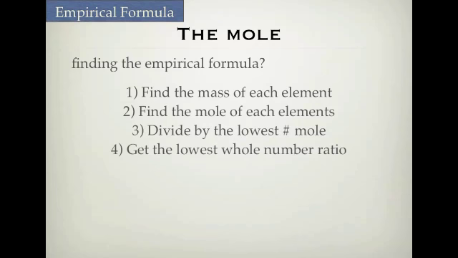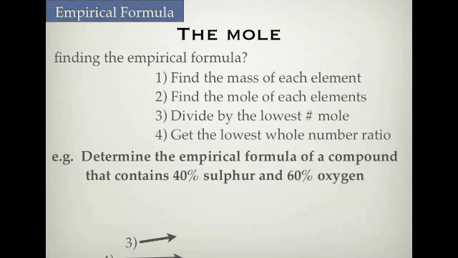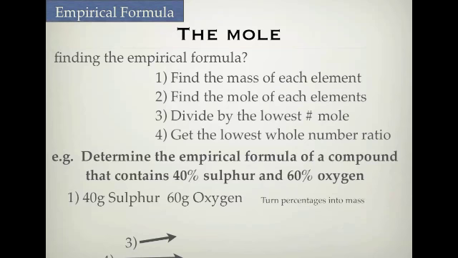Here's an example. Determine the empirical formula for a compound that contains 40% sulfur and 60% oxygen. Step number 1 asks you to find the mass of each element. So let's go and do that. We've got a percentage here. With percentages, I'm going to let the mass equal 100. If the mass is 100, we have 40 grams of sulfur and 60 grams of oxygen. Basically, when you get percentages, you want to turn the percentages into mass. So number 1, find the mass of each element, you've done it there by turning the percentages straight into masses.